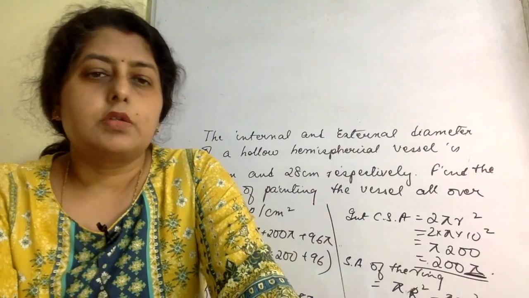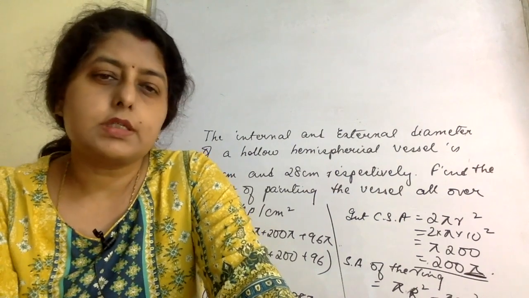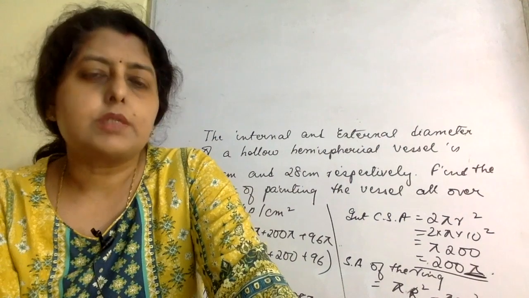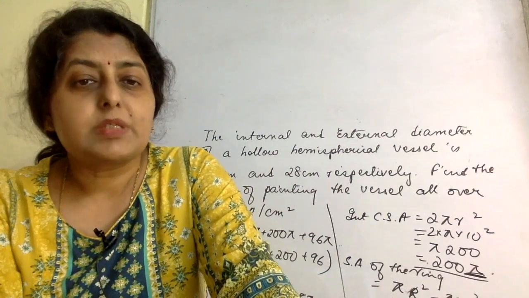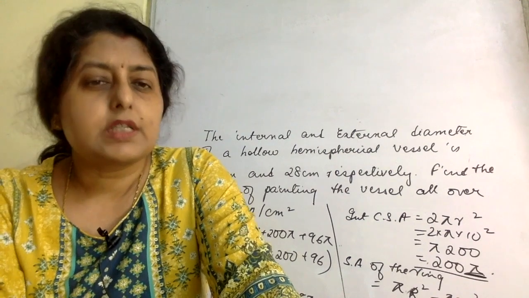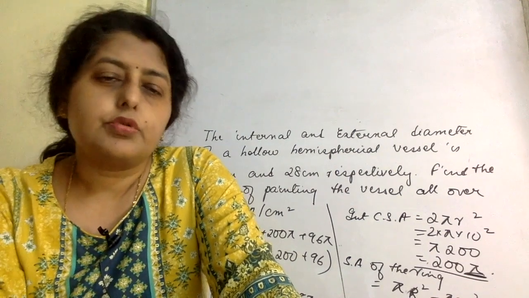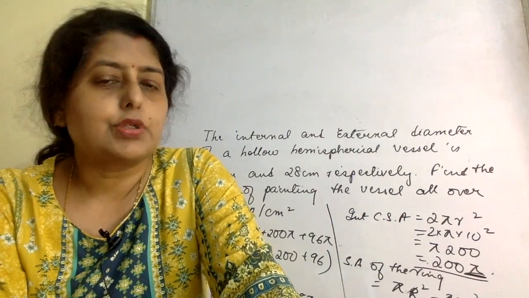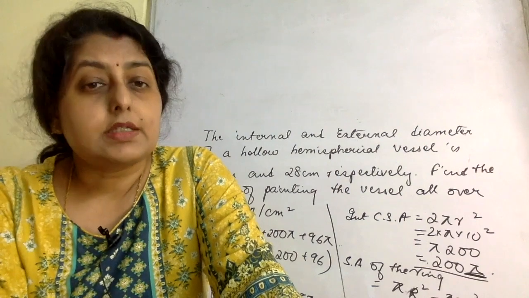So that is it from spheres. I have taken up all the possible types of sums that can come from spheres. In the textbook these are the major types, so I have taken these up. You can go through your textbook, and if you have any doubts you can let me know in the comment section. So that is it for spheres.